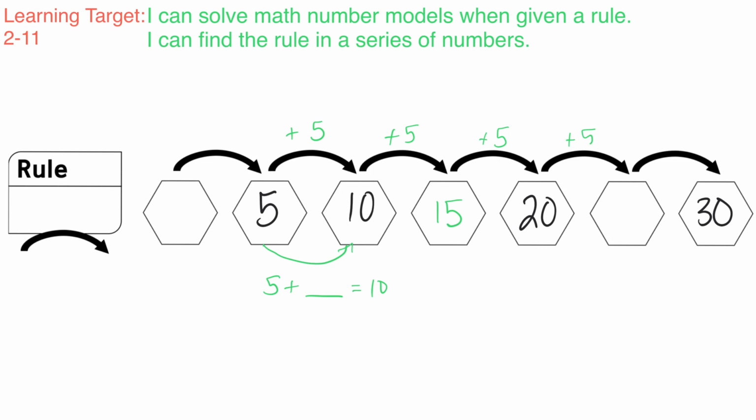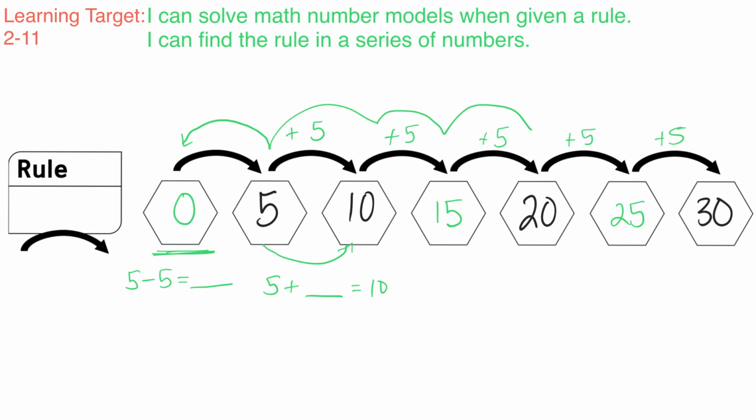20 plus 5 equals 25. 25 plus 5 equals 30. So we're almost done. We still have a few things to do. We still need to figure out what number belongs in here. And if we've been adding 5 to get these numbers as we go on, we're going to have to do the opposite of adding. We're going to have to subtract. So to find the number here, we're thinking 5 minus 5 equals what? And 5 minus 5 equals 0.